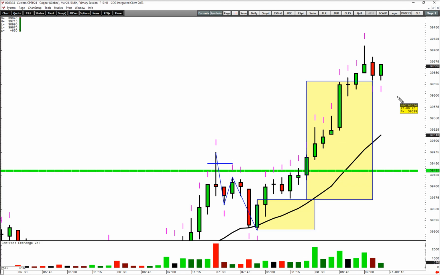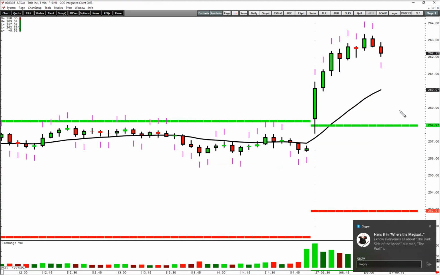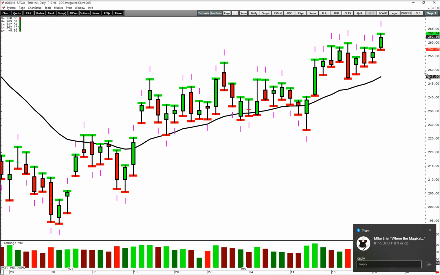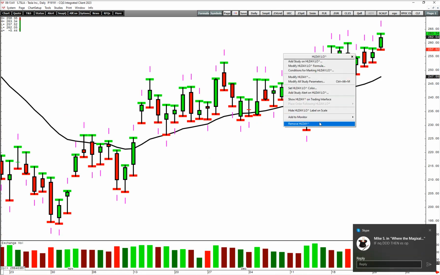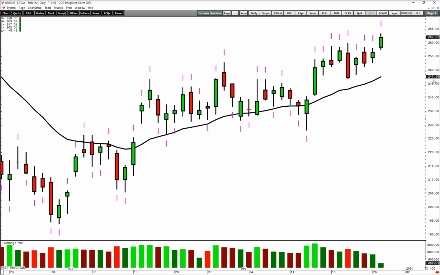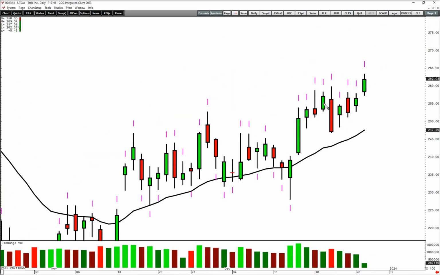So just looking at a couple of other things we talked about today, Tesla had a nice breakout here from the daily consolidation. This was the daily consolidation that I pointed out in the Twitter post yesterday. And today we broke out from that daily consolidation.